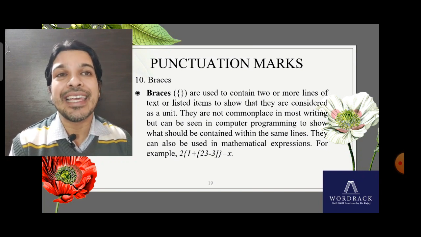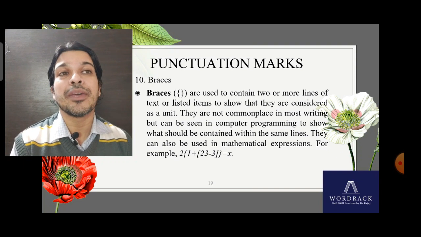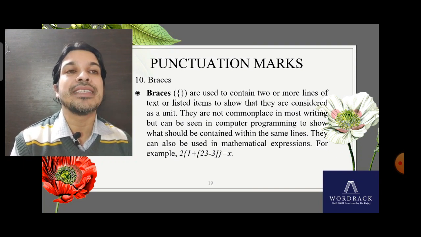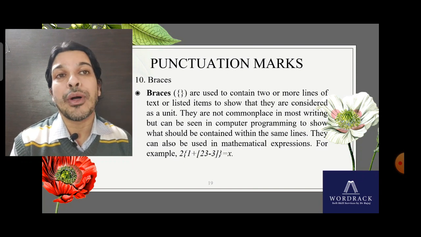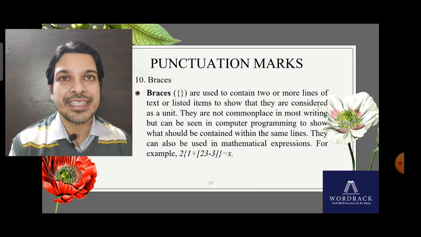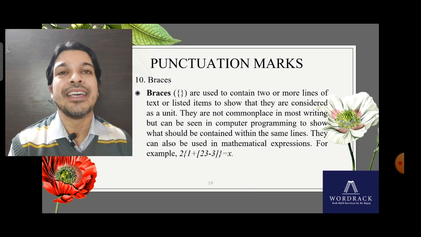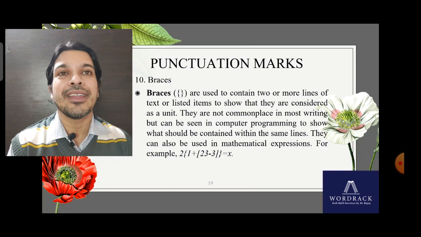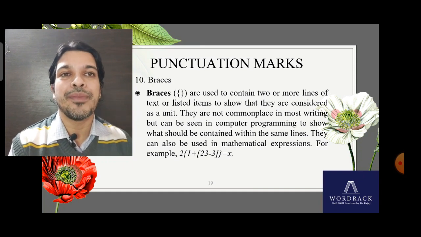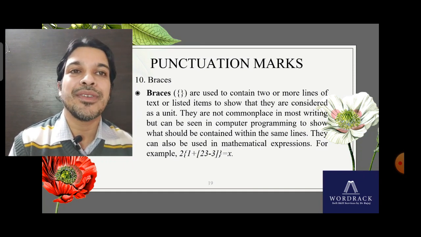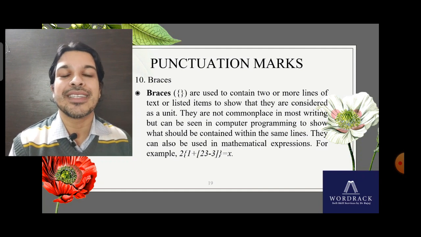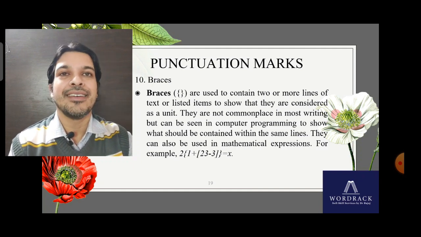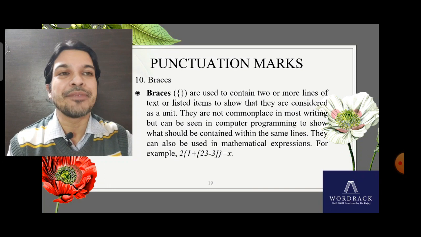But where exactly are these used? These are used in computer programming to show what should be contained within the same lines. They can also be used in mathematical expressions. So they are used quite a lot, in fact, in mathematical expressions. So here's an example, 2, and then we start a brace, 1 plus square bracket, 23 minus 3, we close the bracket, another brace is equal to x. I hope you can understand what it means.